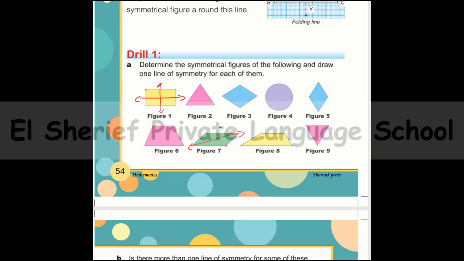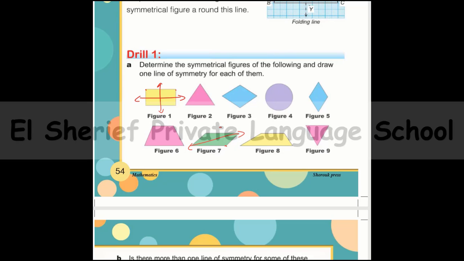First, we start with the triangle. We have three types of triangle according to sides: equilateral triangle, isosceles triangle, and scalene triangle. Equilateral triangle means all sides are equal. Isosceles triangle means only two sides are equal. Scalene triangle means all sides are different.